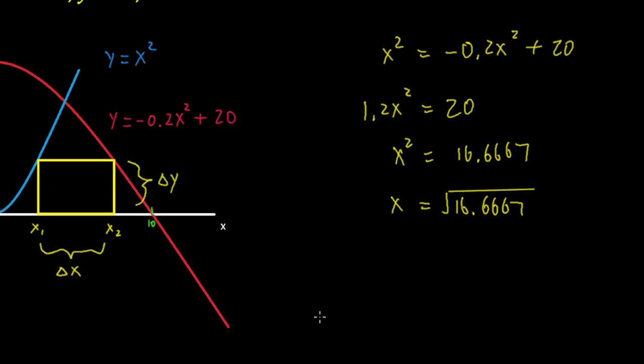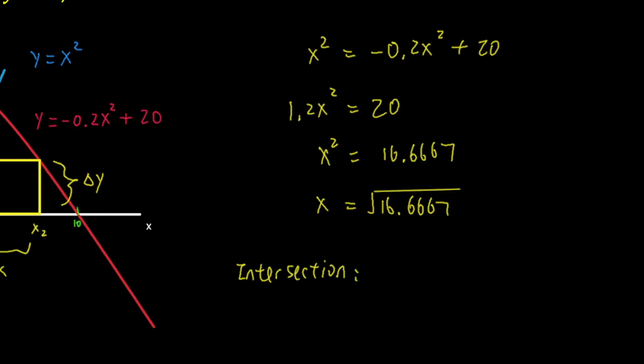So the intersection point: the y value is equal to x squared, so y equals 16.6667. So that's where the intersection point is. That means the y value can never go beyond this value, 16.6667.